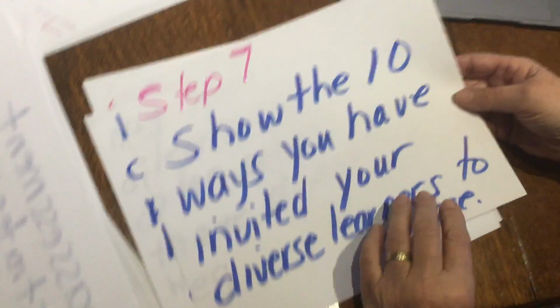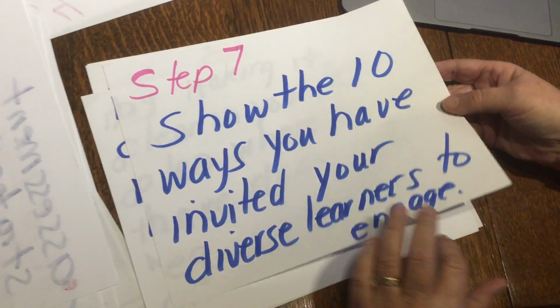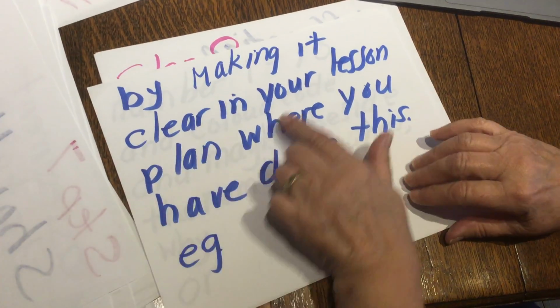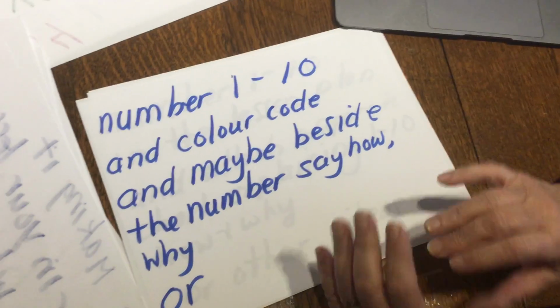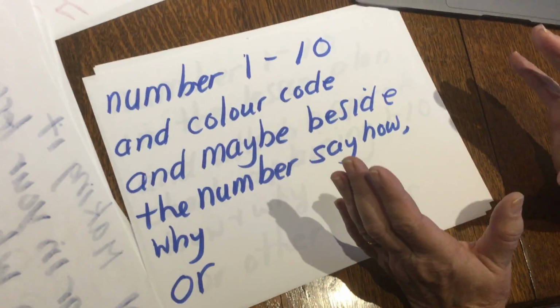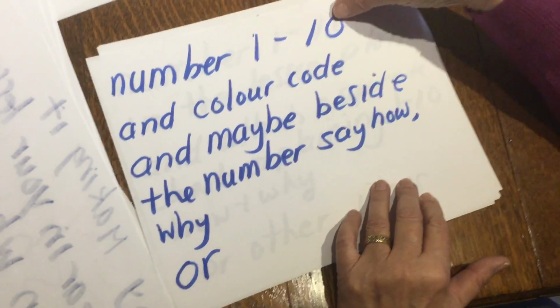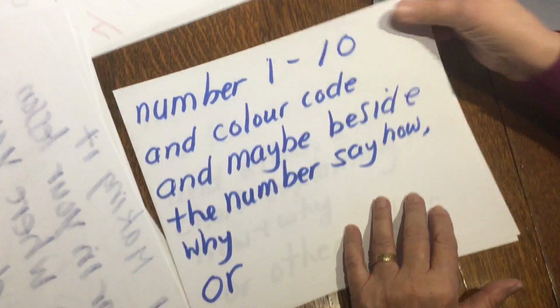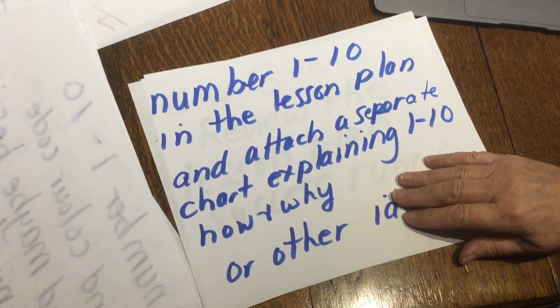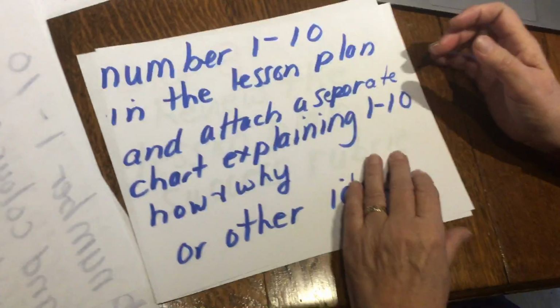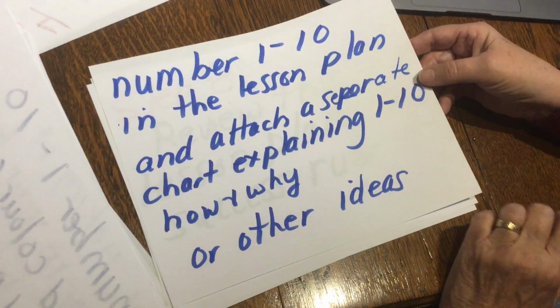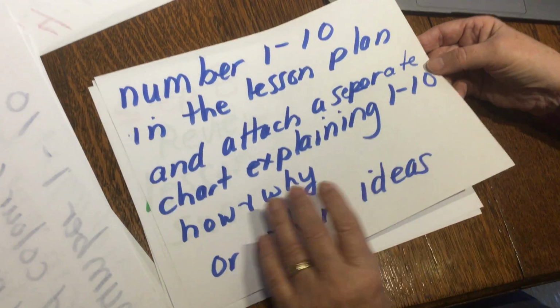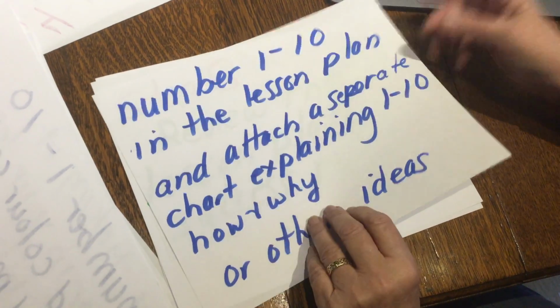Step 7, show the 10 ways you have invited your diverse learners to engage by making it clear in your lesson plan where you have done this. For example, you could number 1 to 10 through your lesson plan and color code it, and then maybe beside each number in brackets you could say this is how and why I've engaged a different diversity. Or you could number them 1 to 10 in the lesson plan and attach a separate sheet explaining the 10 different ways you have engaged diverse learners and how and why. And you can have other ideas for how to do it as long as they stand out.